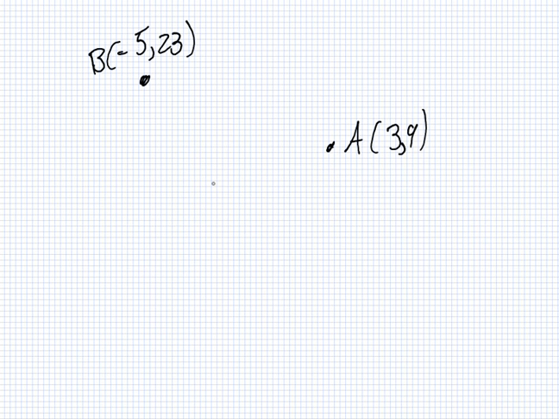Okay, so here is point A, which is (3, 9). Here is point B, which is (-5, 23). And then, let's say, here's C, which is (5, -7). And I tell you that, first I should say, there's a line that goes through B and C.